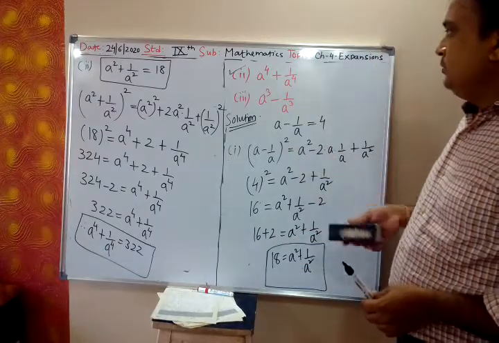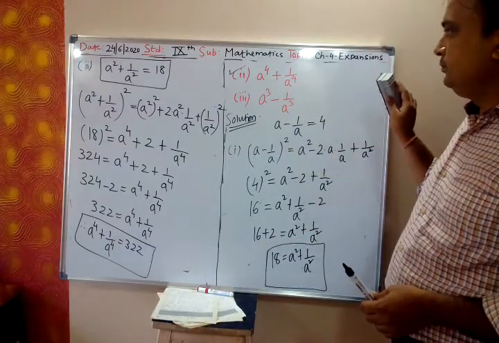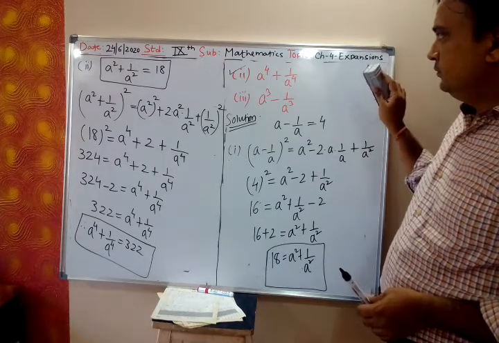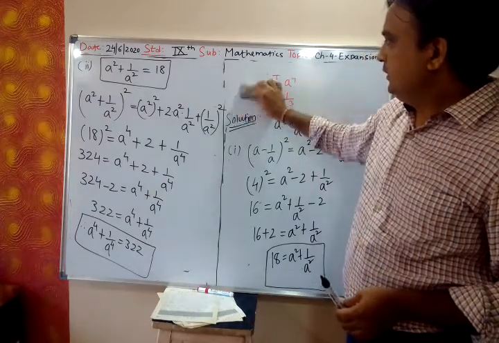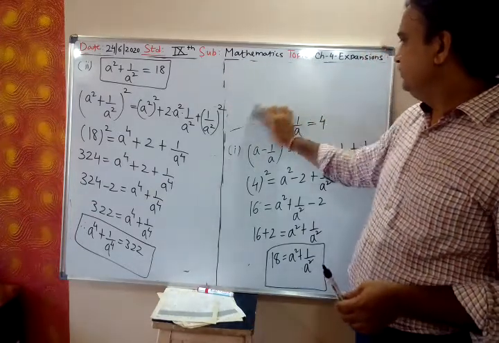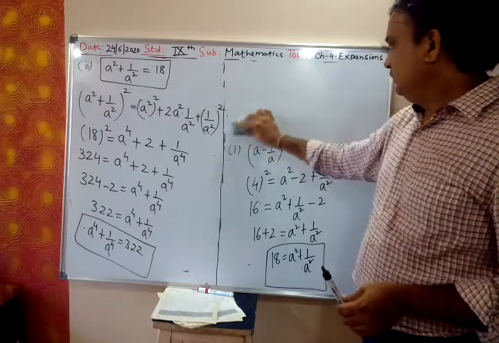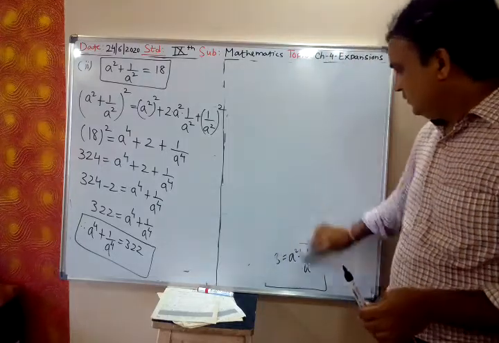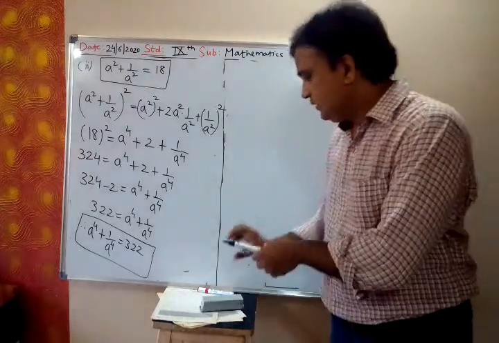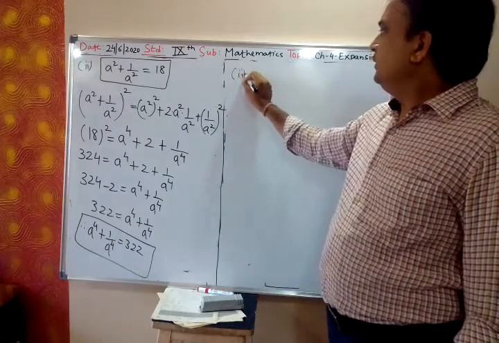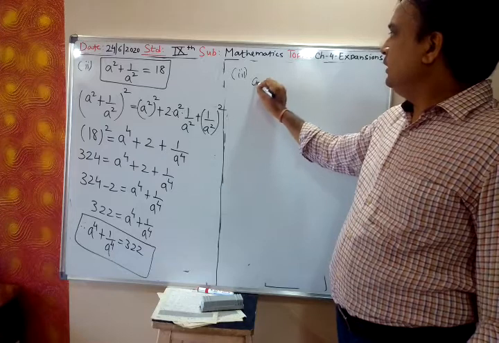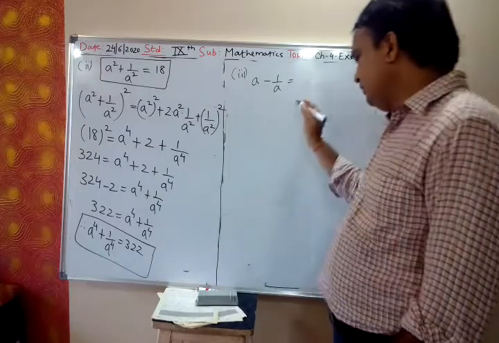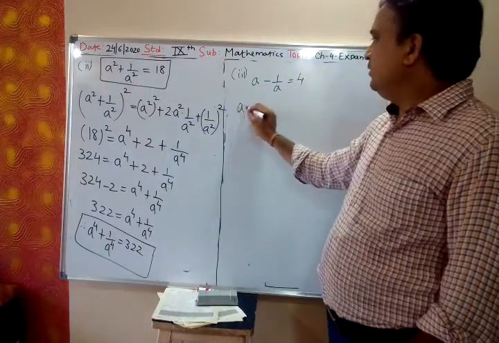Now third part, a cube minus 1 upon a cube. To find the third part, this question is very important. So a minus 1 upon a is given as 4. Now we find a cube minus 1 upon a cube.